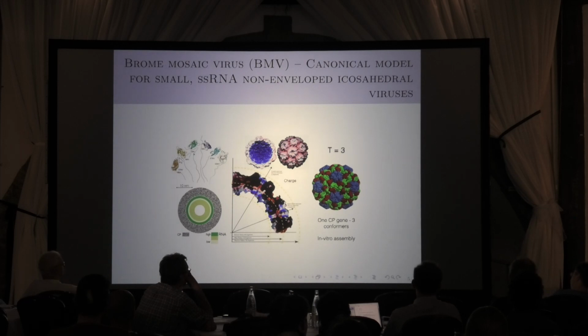All right, so my system is not a phage, but the brome mosaic virus, which is a textbook system of six years of research. This is why I picked it, because it's quite well known, and I think that many of you know about it. It's a T equals 3 non-enveloped single-stranded RNA virus, icosahedral. That's going to be important.